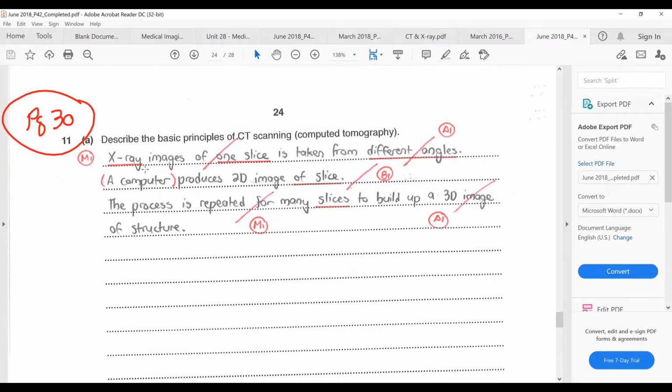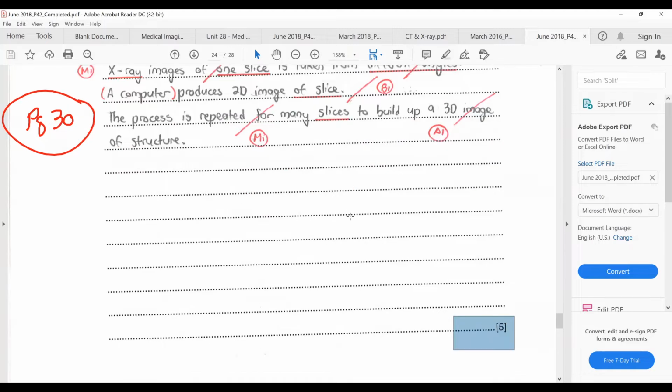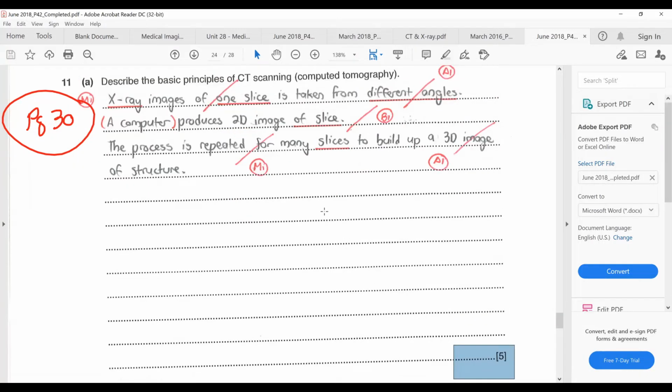So as mentioned, X-ray image of one slice is taken at different angles. A computer produces a 2D image of the slice. The process is repeated for many slices to build a 3D image of the structure. Okay, so this is the simple answer.